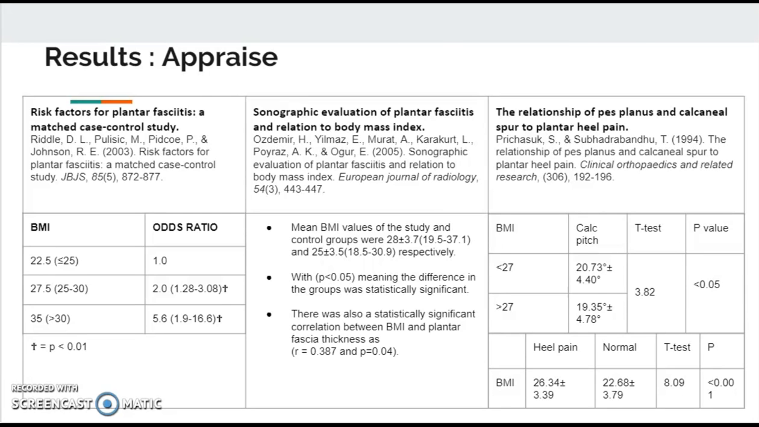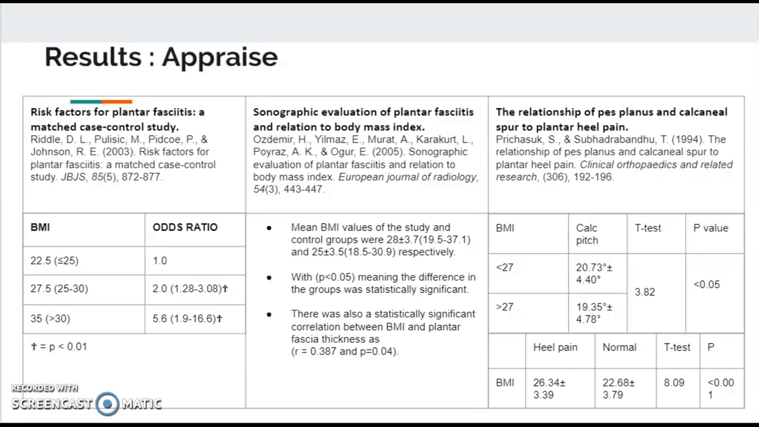I'll now talk about the results from each of the studies and their statistical significance in relation to our proposed risk factor in causing plantar fasciitis. The article named Risk Factors of Plantar Fasciitis by Riddle displays results that suggest that people with a higher BMI have a higher chance of developing plantar fasciitis, as the odds ratio is higher in groups with a higher BMI.